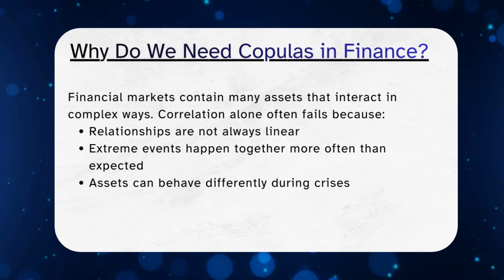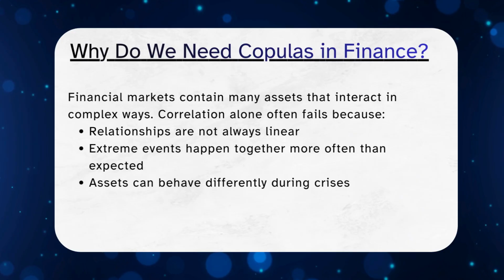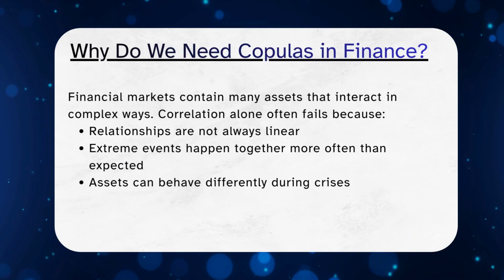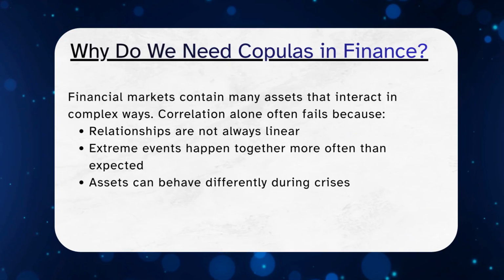In financial markets, relationships between assets are rarely simple. Traditional correlation measures often fail to capture what really happens, especially during volatile or crisis periods. Two assets may seem only slightly related during normal market conditions, but suddenly move together during stress.